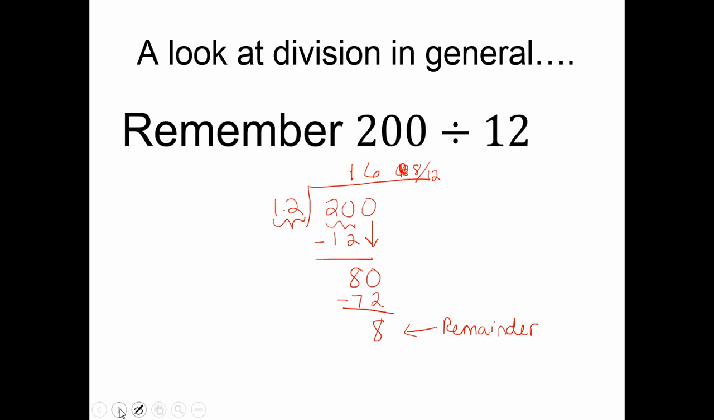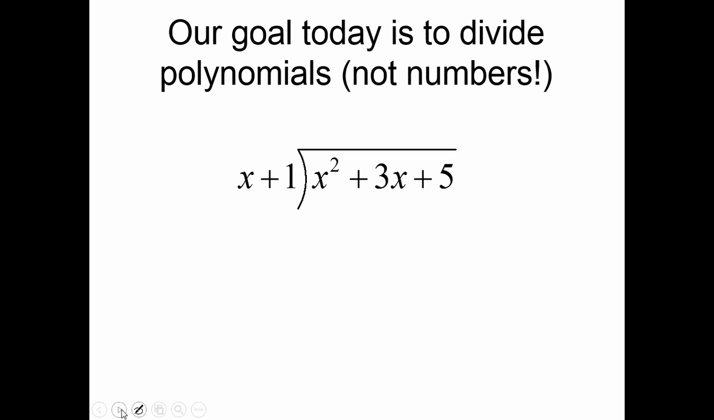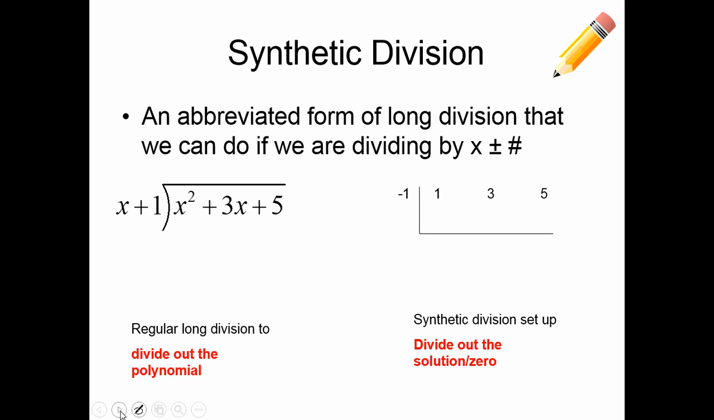We looked at this long division process, and you could do the same thing with polynomials. You could long divide polynomials just like you long divide numbers. But the thing about long division is, well, it takes a long time, right? That's why they call it long division. So there's another way to divide polynomials called synthetic division, and that's our focus today. Synthetic division is a type of division we're going to use to divide polynomials, especially or only when we're dividing by x plus or minus a number.